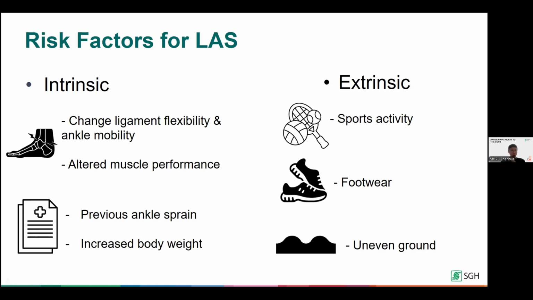Some people are born with very flexible ligaments, flexible ankles. And also we can think about muscle performance. Probably some of the muscles at the ankle are not that strong, which can put you at higher risk of lateral ankle sprain. And if you have had a previous ankle injury, maybe not once or twice, then very likely you can have another recurrent ankle sprain. A person with increased body weight is also at higher risk of lateral ankle sprain. On the other hand, we can look at the extrinsic factors.